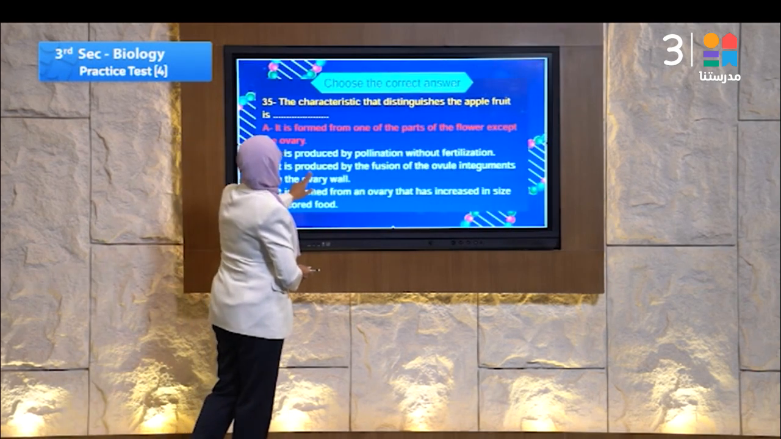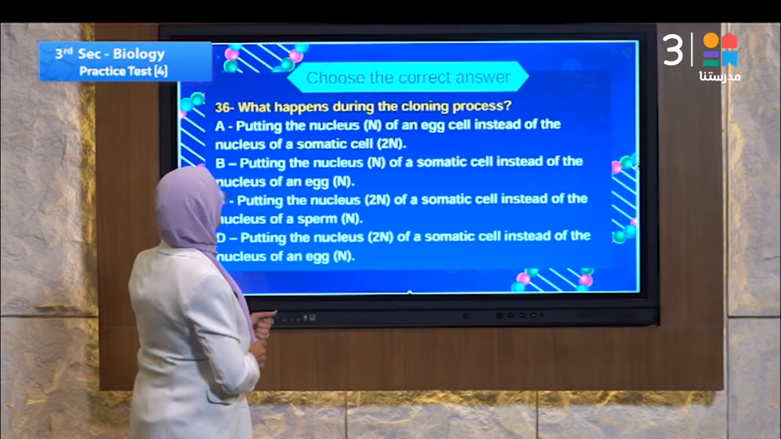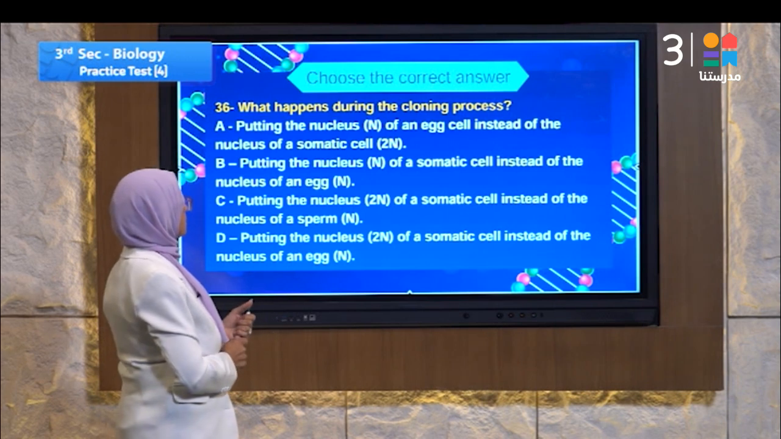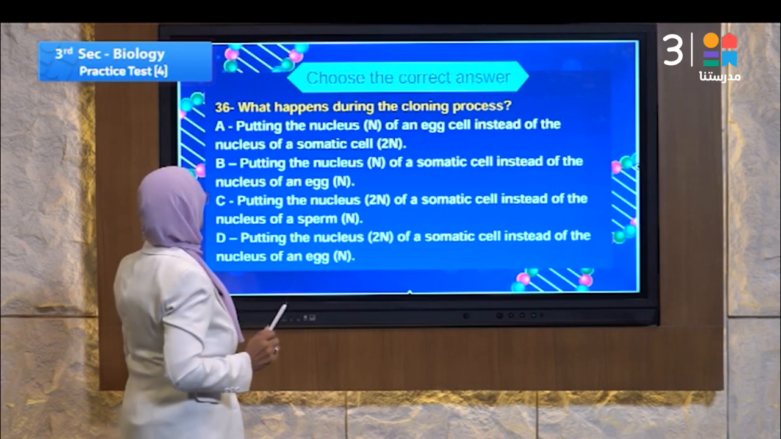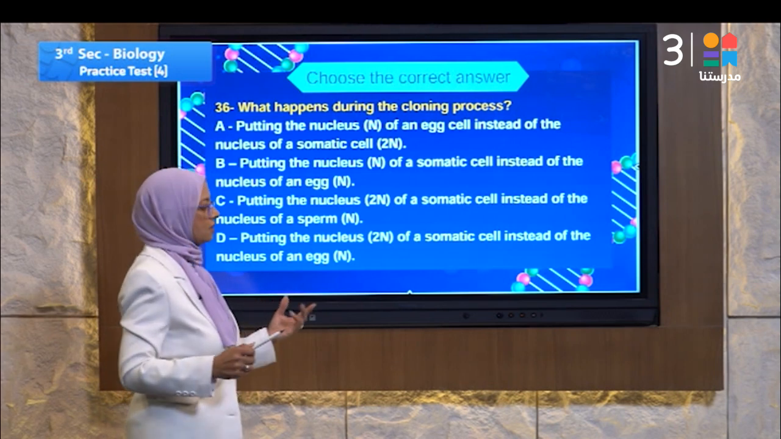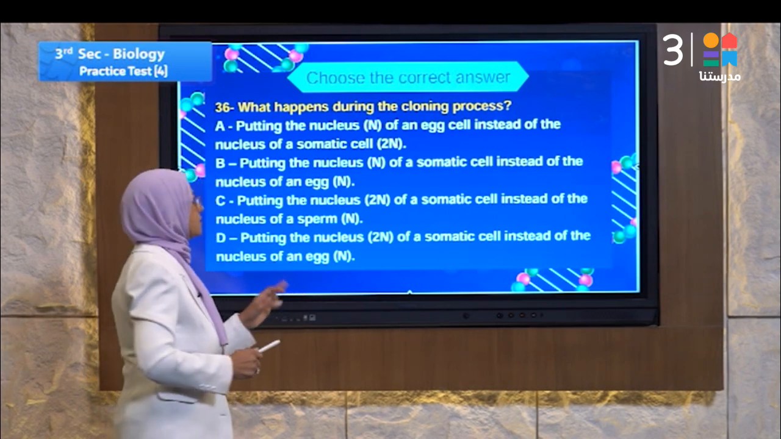Let's go to question number 36. What happens during the cloning process? The cloning process is done inside some living organism. Let's read the answers. There are 4 long choices. We must decide which of them is the answer.